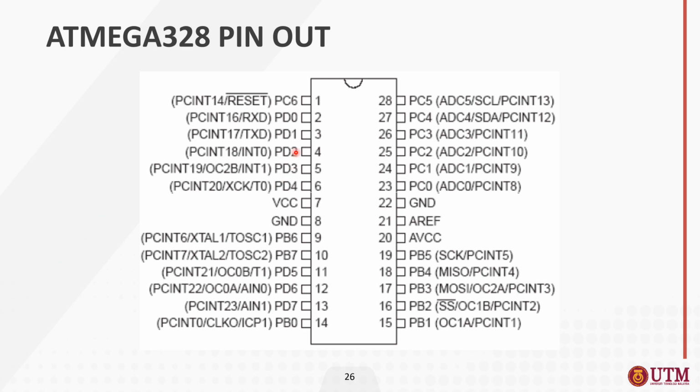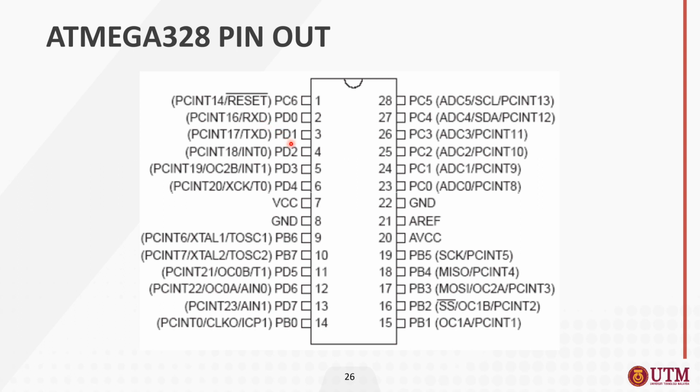Okay, and then pin number 2 and pin number 3 are actually the transmit and receive serial. In your Arduino, if you look at pin 0 and pin 1, you can see TX and RX. TX is to transmit, RX is to receive, alright?